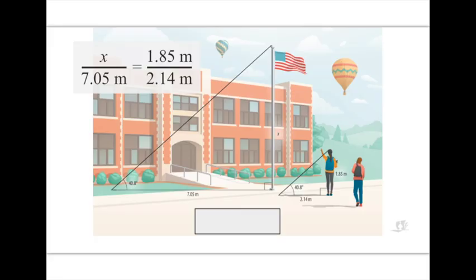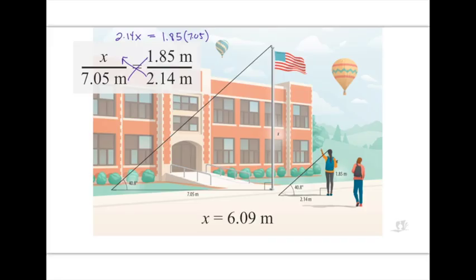So you can say, well, x over 7.05 should equal 1.85 over 2.14. I'm literally setting up equivalent fractions. How do I solve ratios? Way back from Algebra 1, how do I solve those? What's the method for solving equal ratios? So if I wanted to solve this, I can cross multiply. I can say 2.14 times x equals 1.85 times 7.05. And I can solve and get the height of that flagpole.